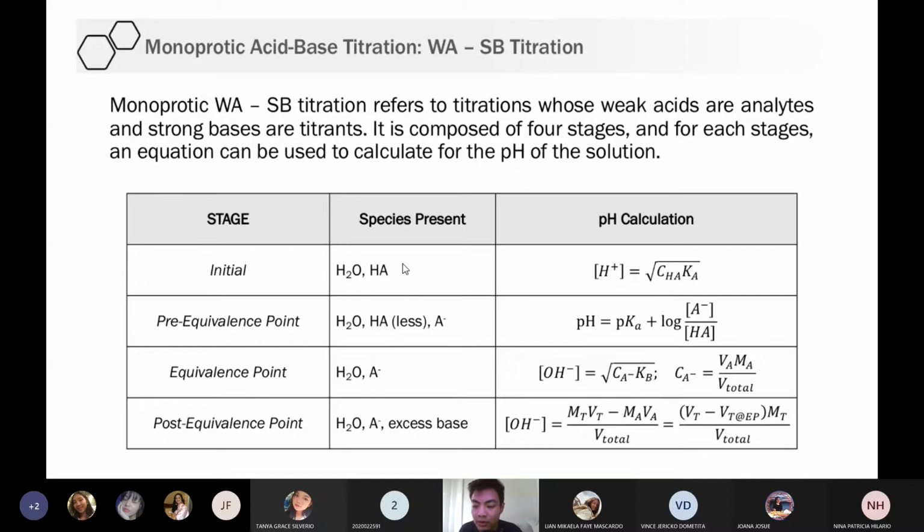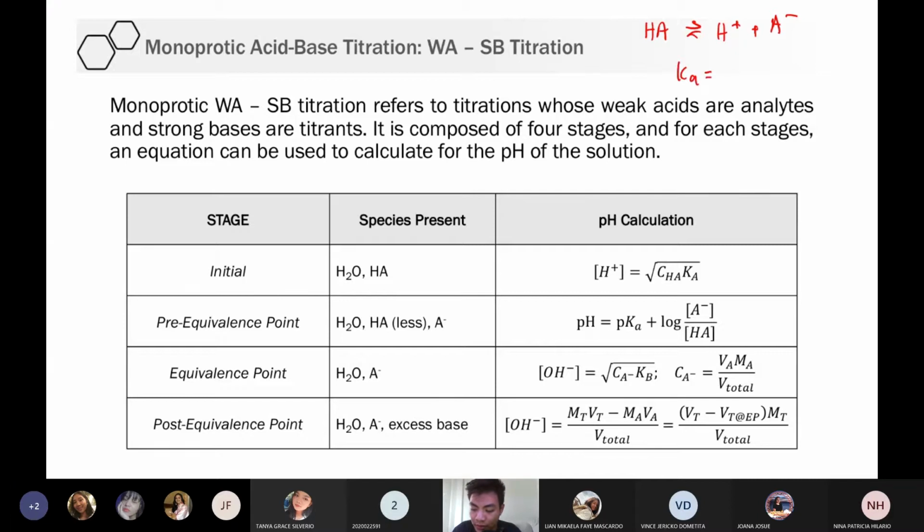And how do we solve for the acidity or the concentration of hydronium ion for a weak acid? That can be derived from the acid equilibrium constant. So you have your HA in equilibrium with H plus and A minus, the conjugate base. If you write the Ka, that will be the concentration of H plus times the concentration of A minus divided by the concentration of HA. Okay?